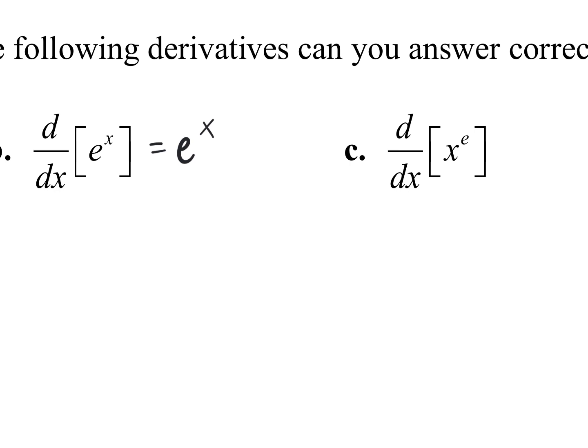Now, x to the e, I bet most of you guys got that right, because you will use the power rule for this, because e is just a number. So if it was x squared, the derivative of x squared would just be 2x, right? What is the derivative of x to the e power? E times x to the e minus 1. There you go. E times x to the e minus 1 power.